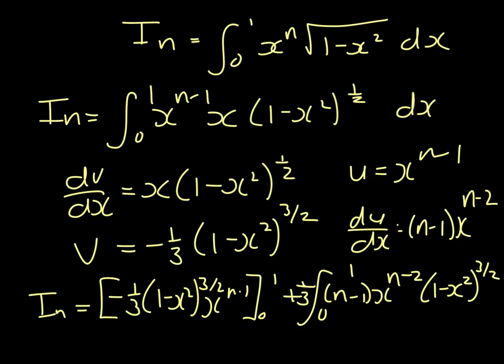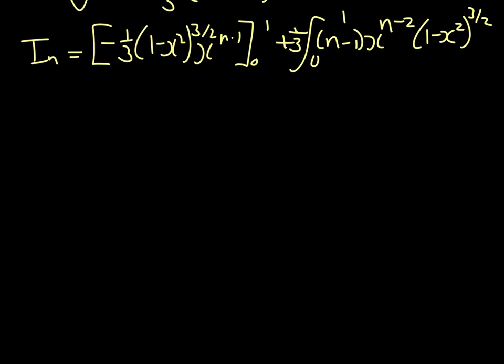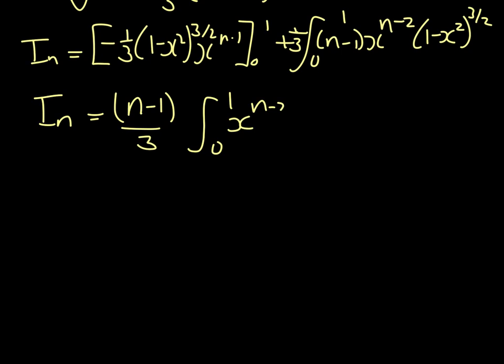We deal first of all with the square brackets. Whenever we substitute in 1, this will become 0. Whenever we substitute in 0, this will become 0. So the square bracket's going to disappear. So In equals (n minus 1) over 3 times the integral from 0 to 1 of x to the n minus 2, (1 minus x squared) to the power 3 over 2, with respect to x.